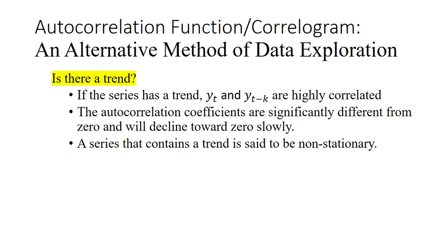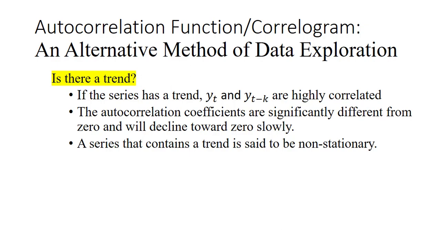The second question, is there a trend? If the series has a trend and is highly correlated, then the autocorrelation coefficients are significantly different from 0 and will decline towards 0 slowly. A series that contains a trend is said to be non-stationary. So if there is a trend, the data you observe today is related to the data that you observed yesterday or 2 days ago. They are related. That's why their autocorrelations are in fact not zero. They are statistically significant.